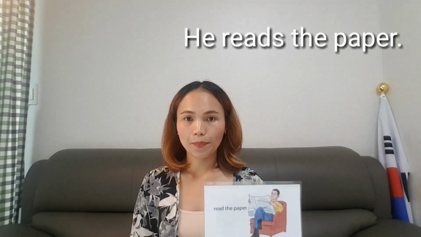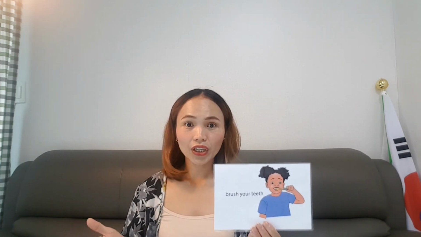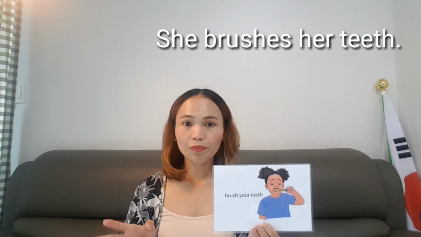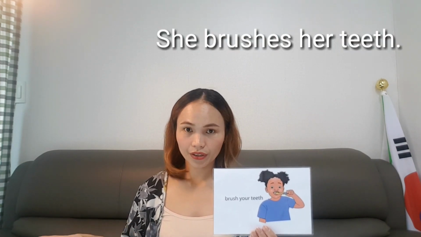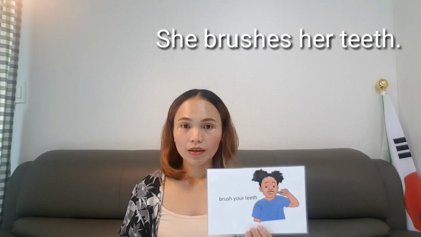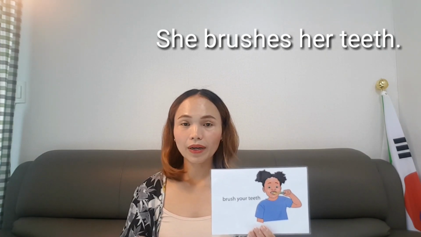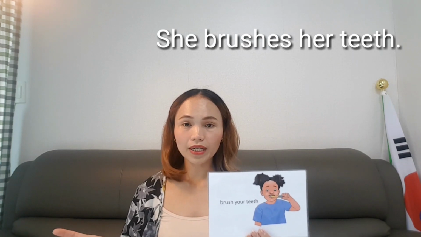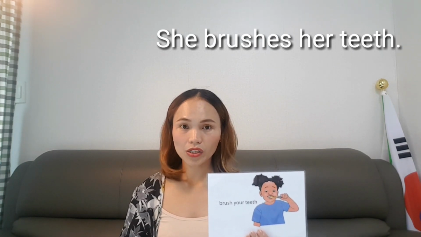He reads the paper. How about this? He or she. Yes, she is a girl, okay? So she brushes her teeth, okay? Brush plus ES becomes brushes. But I just put here your, but for she, our object pronoun is her. She brushes her teeth, all right?